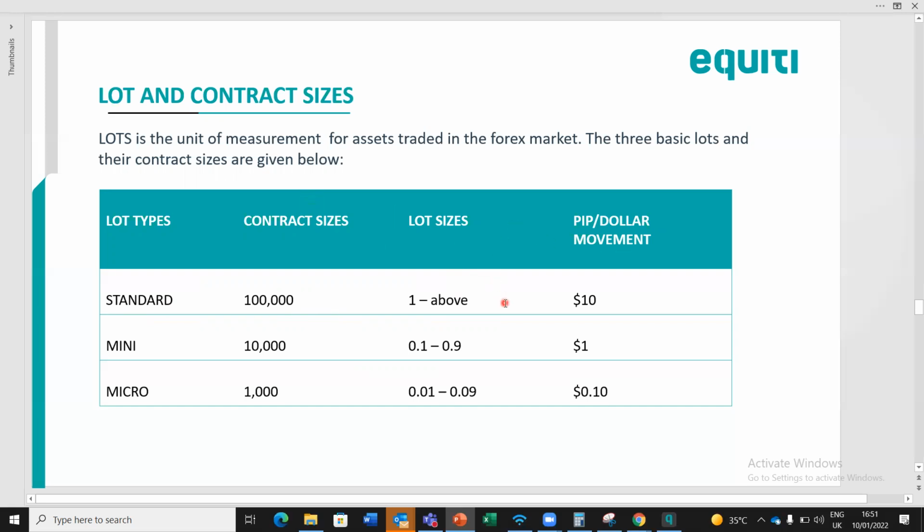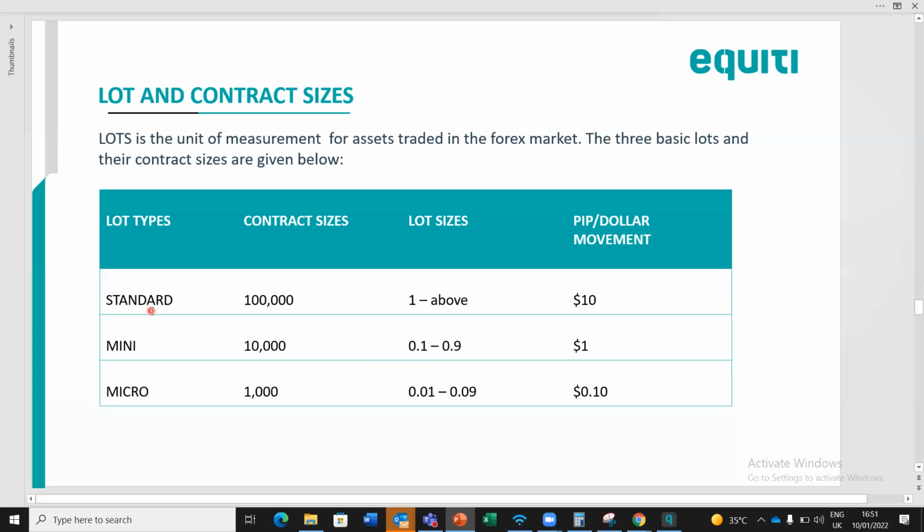All right, so let's quickly look at the three types of lots that we have. We have the standard, the mini, and the micro. That is a standard lot, the mini lot, and then the micro lot sizes. All right, now for the standard lot, if you trade with one standard lot, it simply means that you are using a contract size of 100,000 units.